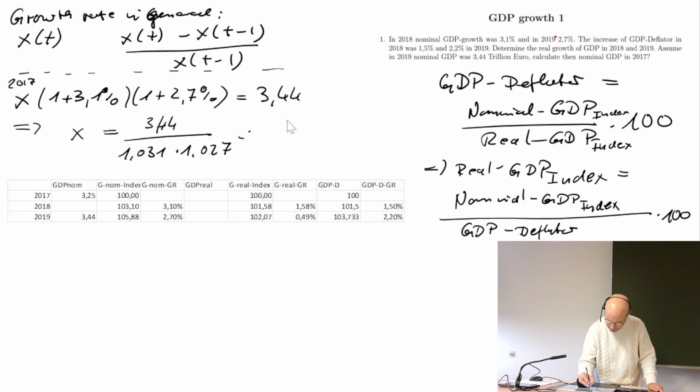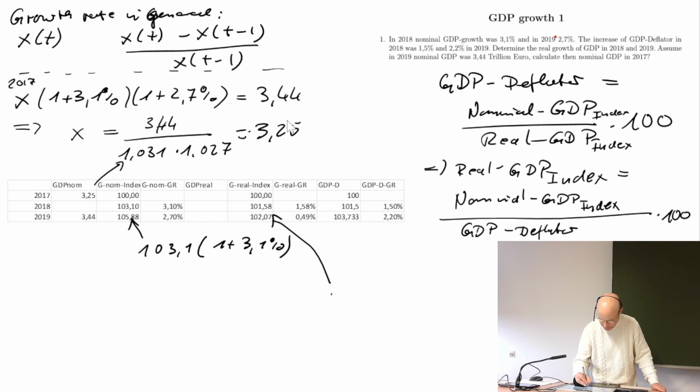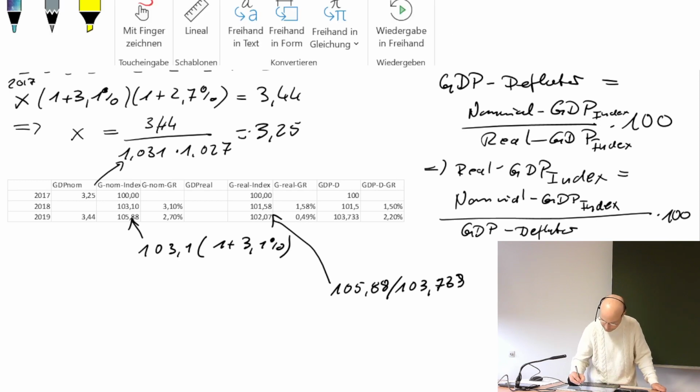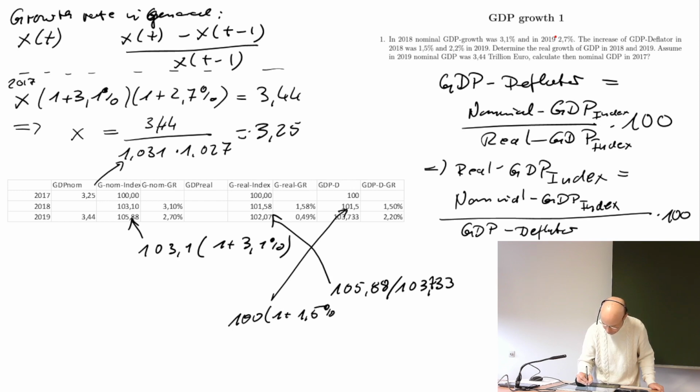So, this one is then 3.5. Or, for example, let's also give you here the explicit number. So this is 103.1 times 1 plus 3.1%. Or let's take this number here. This is 105.88 over 103.733. So, for example, or let's take also this number here. This is 100 times 1 plus 1.5%. Okay, next one.